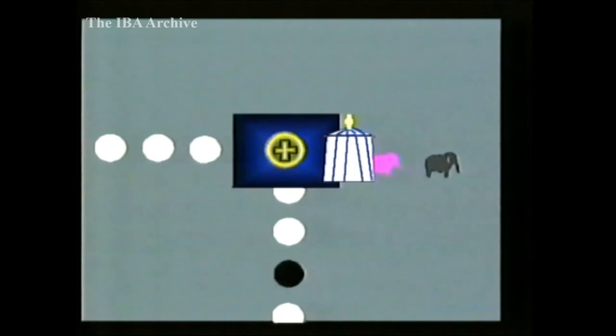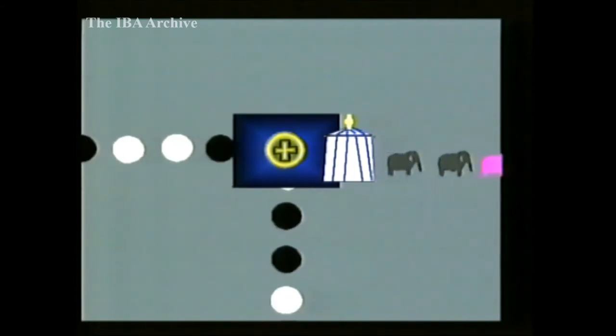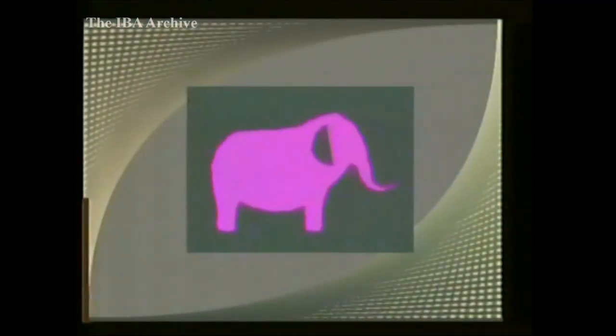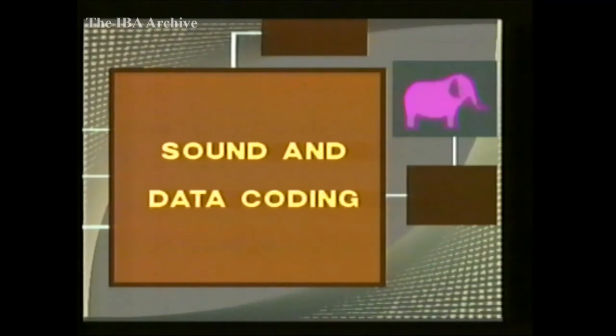Then the interleaved data stream is randomized by being mixed with a predictable pseudo-random digital sequence. This is done in order to spread the energy of the signal evenly over the spectrum of the transmission channel. The bursts of data are then sent to the duo binary coder. We can now look at the structure of the sound and data coder.